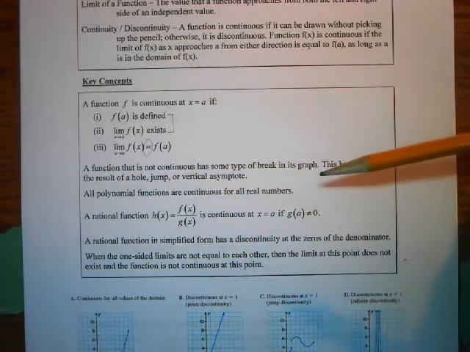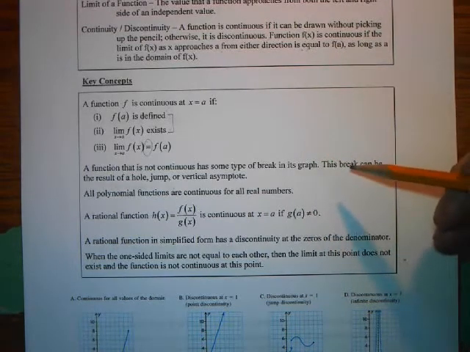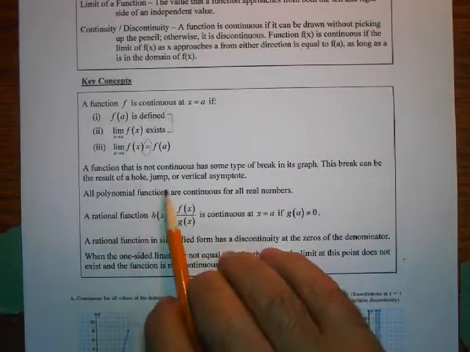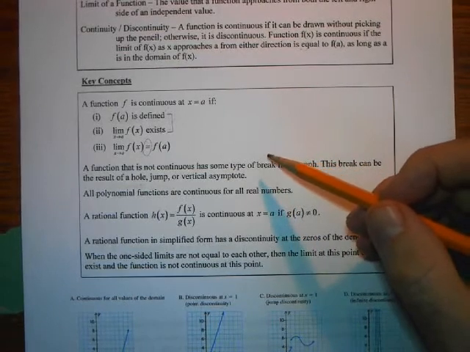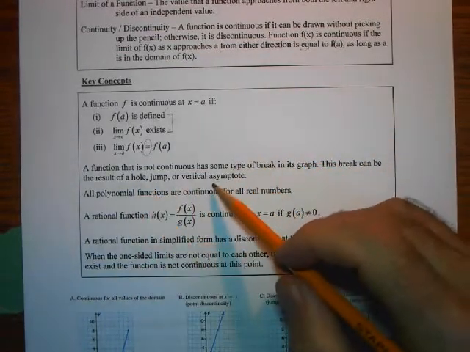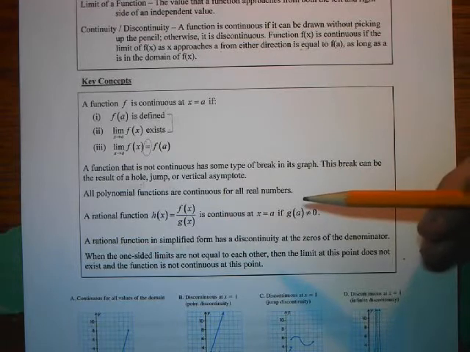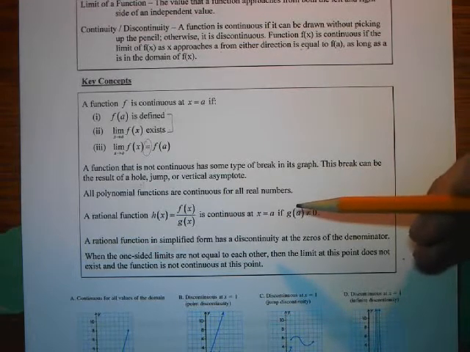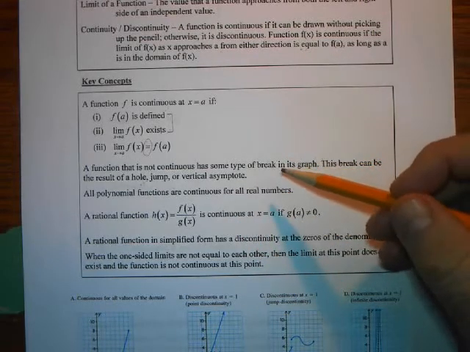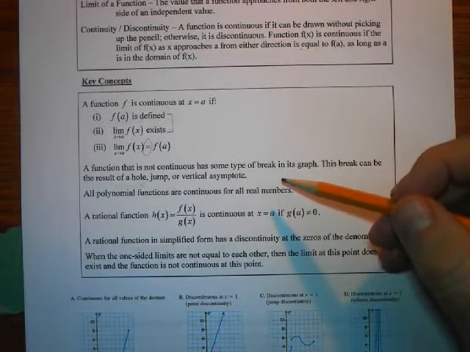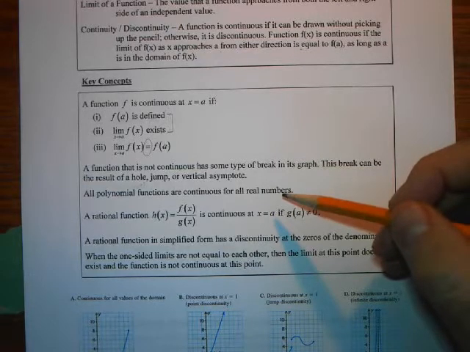A function that is not continuous has some type of break in the graph. Okay, so we've got three different conditions or types of breaks. We've got a hole, a jump, or a vertical asymptote. You probably remember a hole from advanced functions, and we've also seen them in this unit as well. Vertical asymptote, you can see that if you're trying to determine if a function is continuous at a vertical asymptote, you can easily see it's not, because you'd have to pick up your pencil. Actually, for an asymptote, you could never pick up your pencil because you're never going to get to that point.